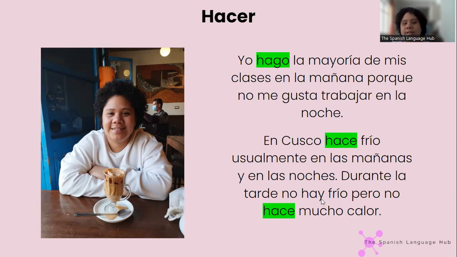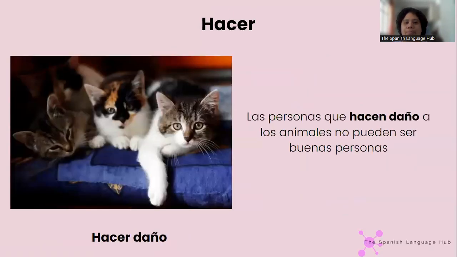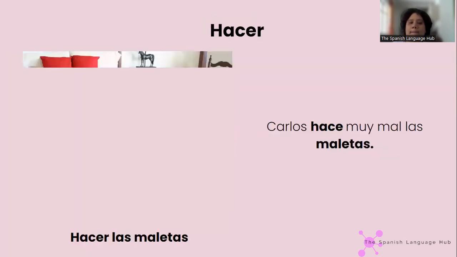So as you can see, I can say hay frío, like we saw an example of, or we can also say hace frío. Let's see now expressions with hacer. Hacer daño is to hurt someone or something, like an animal. Las personas que hacen daño a los animales no pueden ser buenas personas. So people that hurt animals cannot be good people.